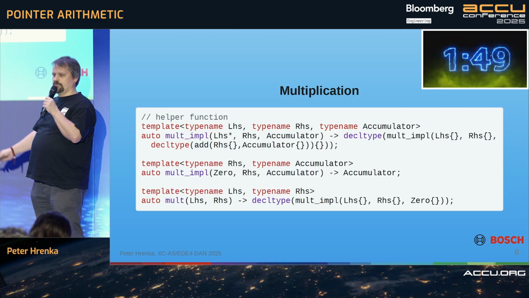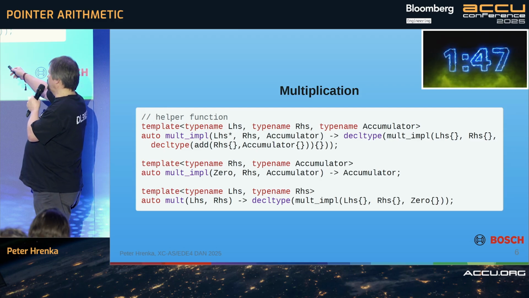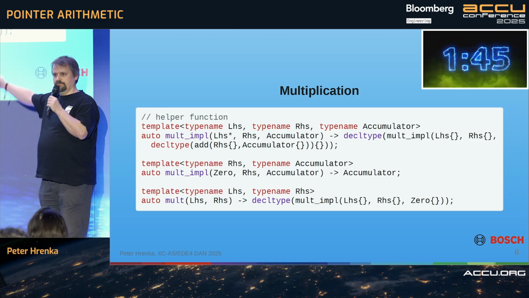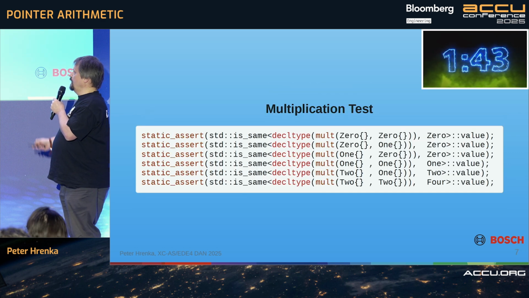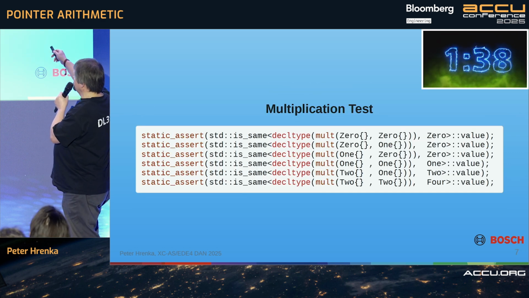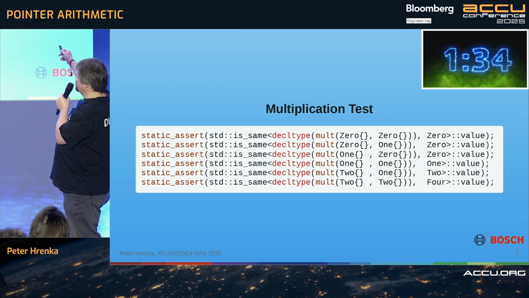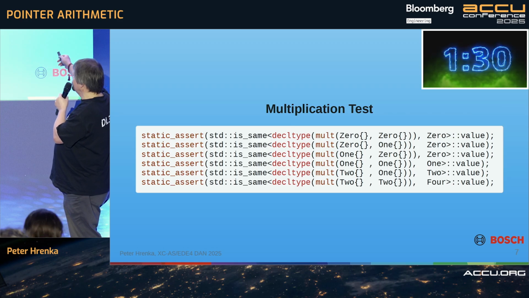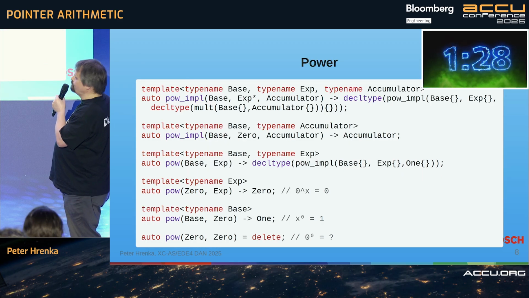And the regular multiplication function just calls the helper, and we have to initialize it with 0 to be correct. Some more tests here. Okay, let's check. 0 times 0 is 0. 0 times 1 is still 0. 1 times 0 is 0. 1 times 1 is 1. 2 times 1 is 2. And 2 times 2 is 4. Okay, power function.